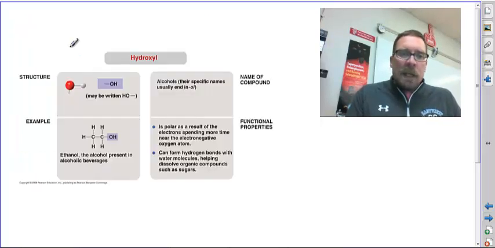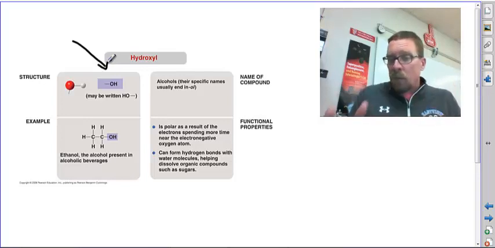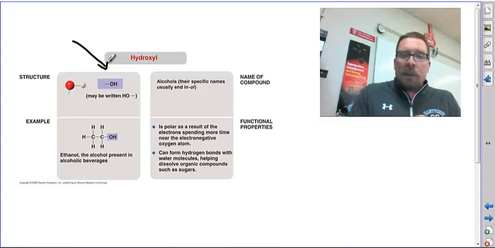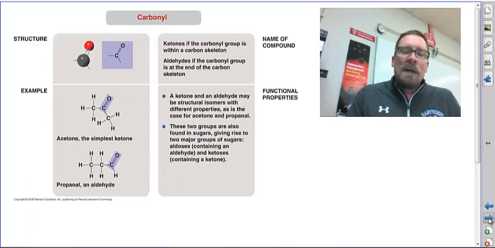First, here you can see the alcohols with that hydroxyl group on the end. That allows for dissolving. They can form hydrogen bonds with the water molecules because water is polar, helping dissolve organic compounds such as sugars. So that's a very strong thing of alcohols.